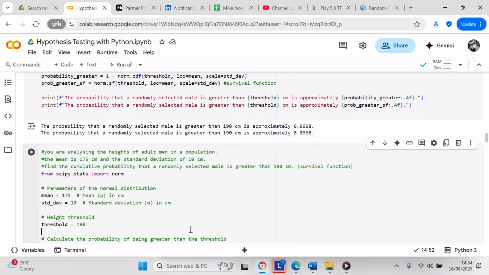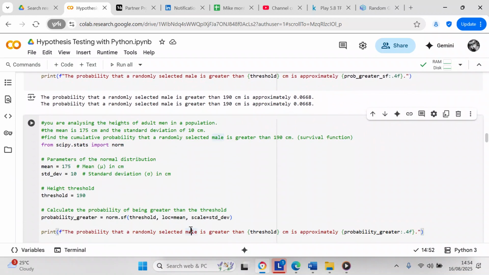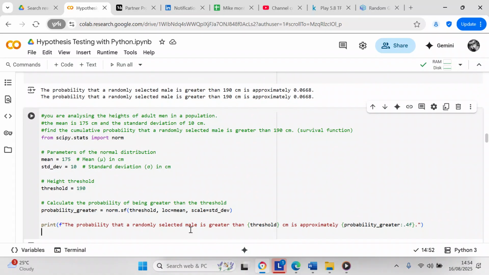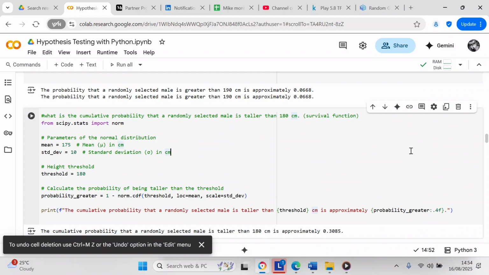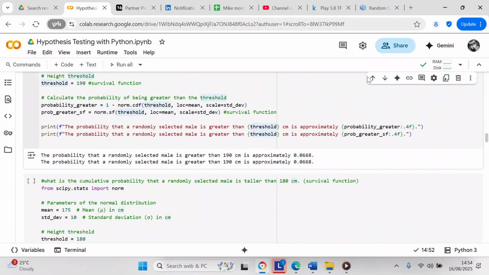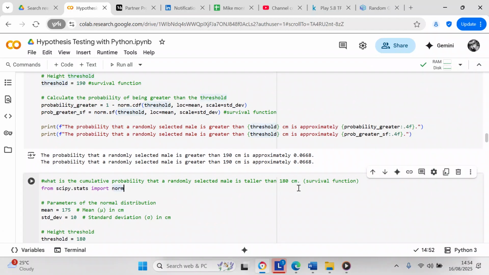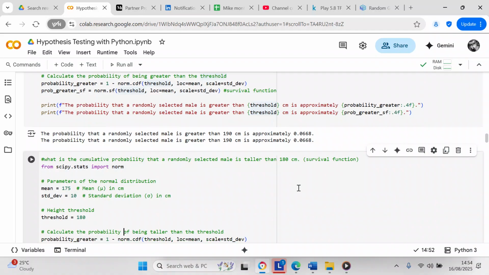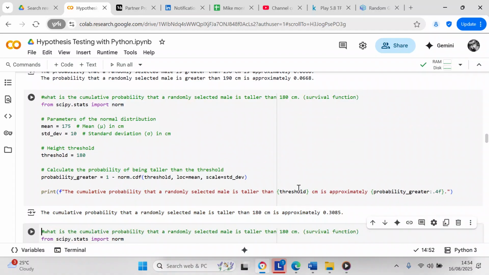So now we're going to go to the next question. I'm just going to go ahead and delete this one, and the reason is that I put both the survival function and the 1 minus CDF in the one cell just for that purpose. Now we're going to ask another question. What is the cumulative probability that a randomly selected male is taller than 180 centimeters? And again, that's also a survival function.